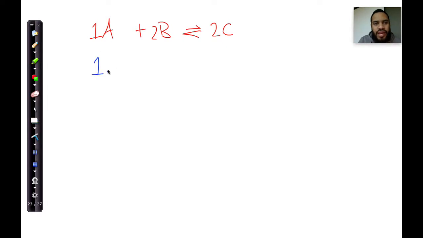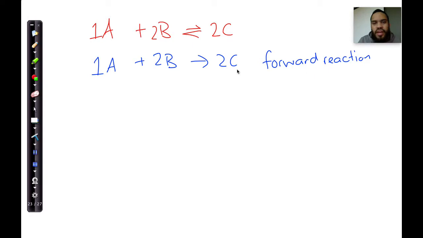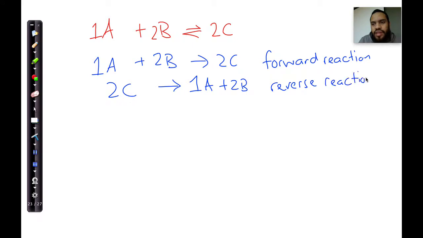Now you are aware that we have two reactions here. One reaction is 1A plus 2B giving me 2C. I write this with a single arrow because this is the forward reaction. Then the other reaction is 2C giving me 1A plus 2B, and as you know, this is the reverse reaction, the reaction going in the other direction. Now we need to ask ourselves the following.